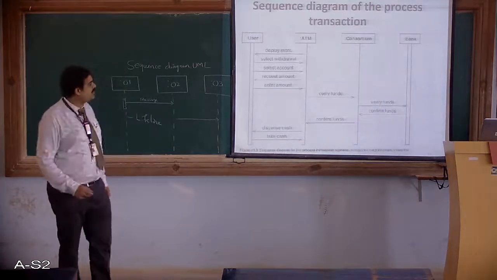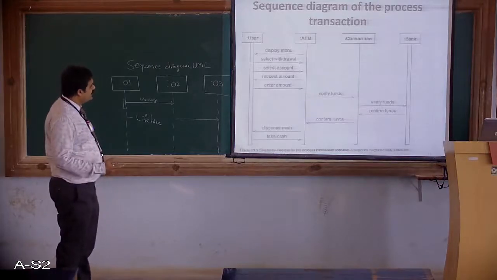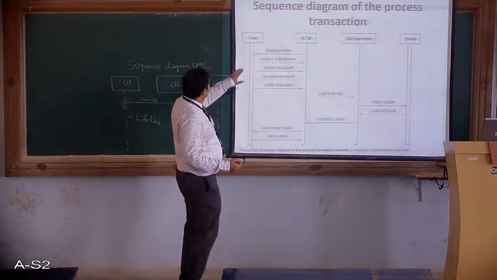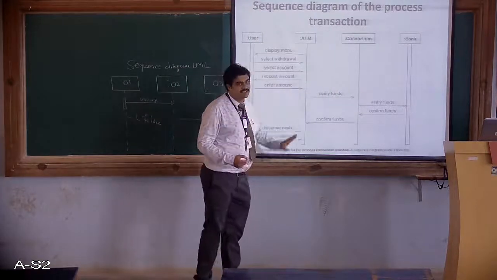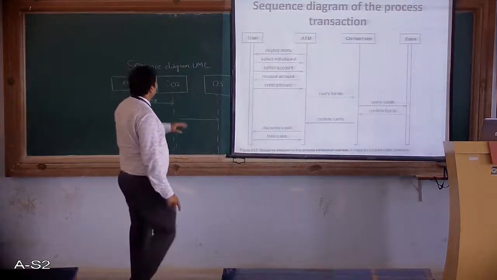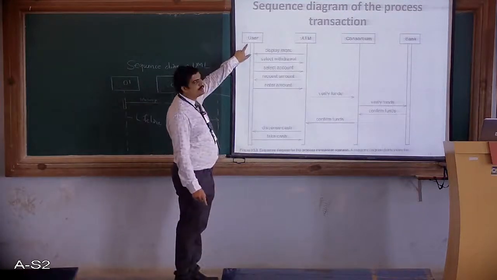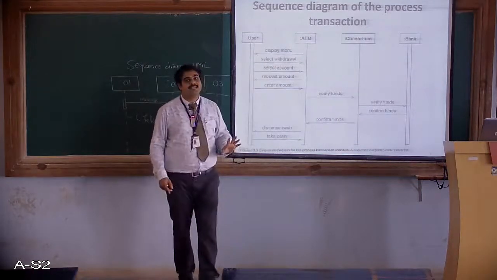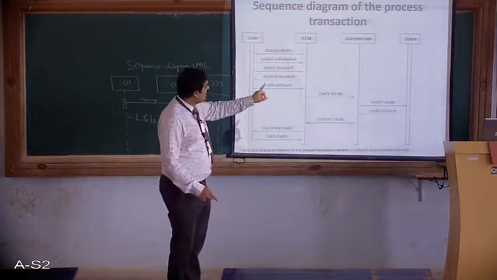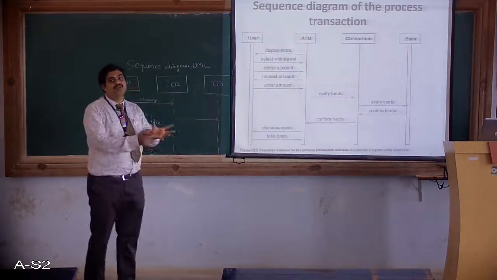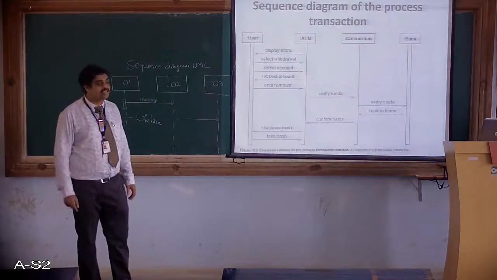You can observe here the sequence diagram of the process transaction, maybe it is a withdrawal here. Now just observe these are the different actors, as we have considered in our use case diagram. You can see the user is one entity, then the ATM itself is one particular entity, then the consortium and the bank. That is how you are able to visualize our ATM system.